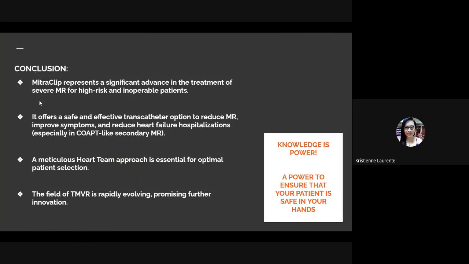So, conclusion: MitraClip represents a significant advance in the treatment of severe MR for high-risk and inoperable patients. It offers a safe and effective transcatheter option to reduce MR, improve symptoms, and reduce heart failure hospitalizations. A meticulous heart team approach is essential for optimal patient selection, and the field of transcatheter mitral valve replacement or implant is rapidly evolving, promising further innovation.